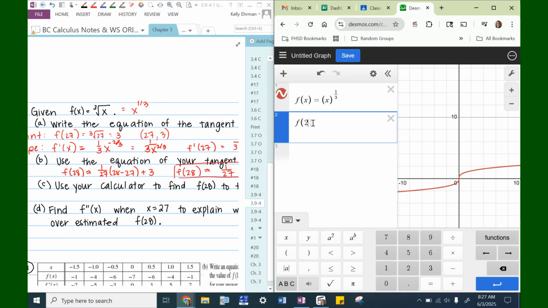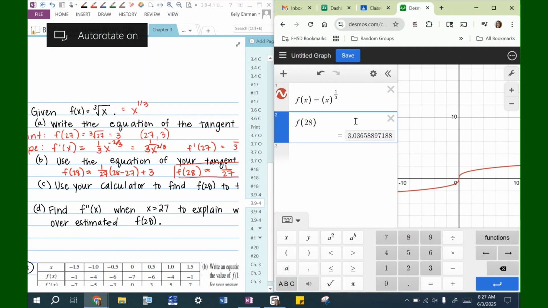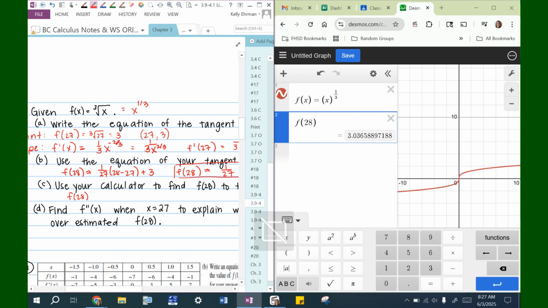All right, so what is f of 28? I'm going to write down as many decimal places as this allows. So f of 28, according to this calculator, is 3.03658897188.